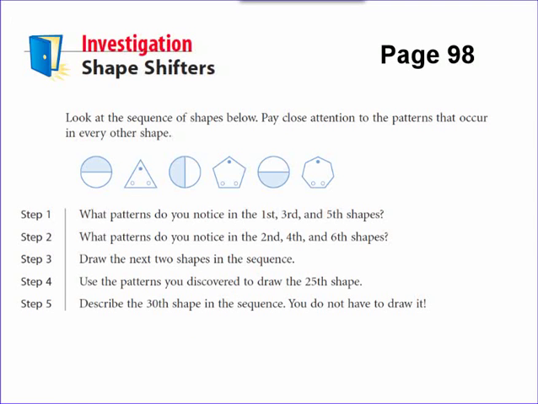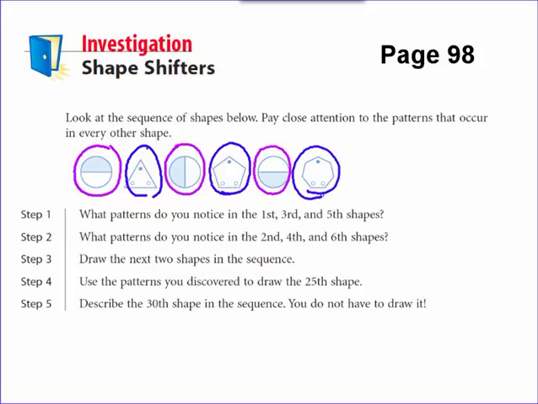Let's go ahead and look at the following on page 98. Okay, we can go ahead and go through this in class. It says, look at the sequence of shapes below. Pay close attention to the patterns that occur in every other shape. So that means what you're doing is you're looking at every other shape. So we're looking at this one and this one collectively. And then what we're going to do is look at this one and this one collectively. Okay?